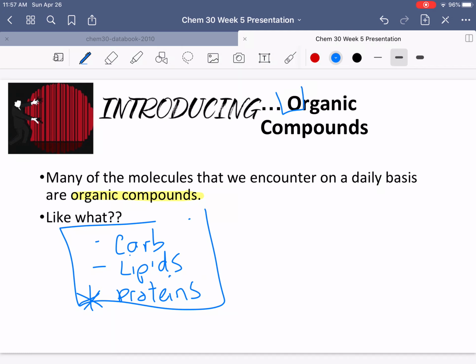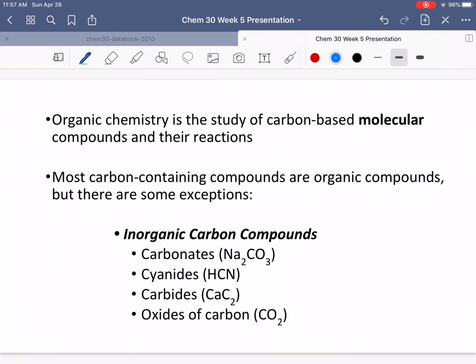If organic is carbon-based, there is one group of carbon-based molecules that are still considered inorganic. These are the ones where you've got carbon in something like a polyatomic ion, like carbonate, and in cyanide. In both of these, carbon is acting from an ionic perspective, so that's a little bit different. Same thing with a carbide. Again, carbon is acting in a way where it is forming ionic compounds.